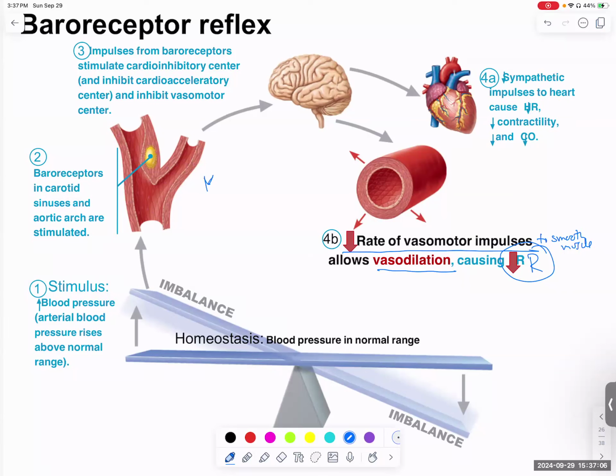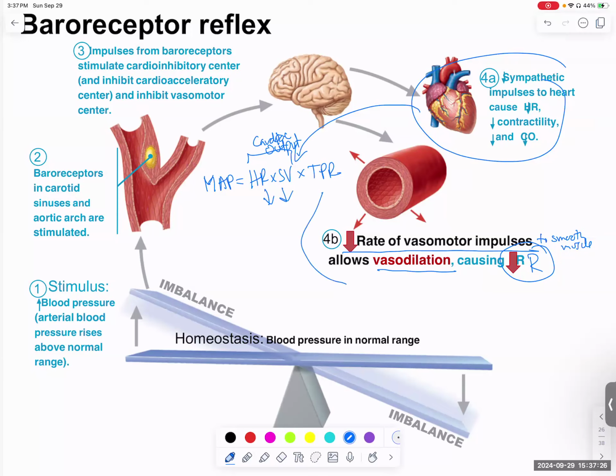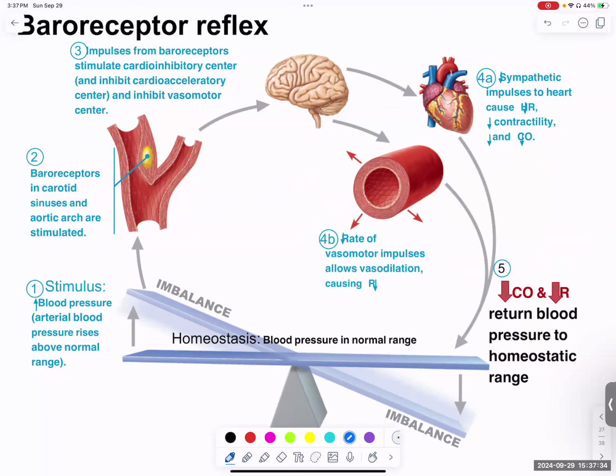Well, again, mean arterial pressure is heart rate times stroke volume, or cardiac output, times total peripheral resistance. Well, here is where you are decreasing heart rate, decreasing stroke volume, and here is where you're decreasing total peripheral resistance. The overall effect is decreasing blood pressure. So you have a return of your blood pressure back. This happens very, very quickly. So this is a reflex, a baroreceptor reflex.